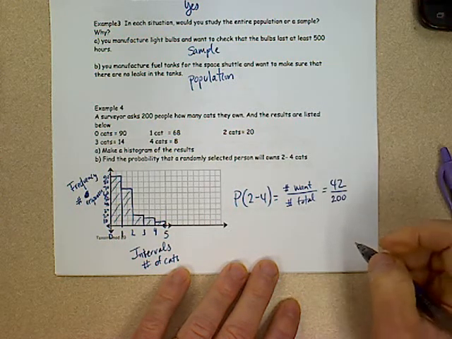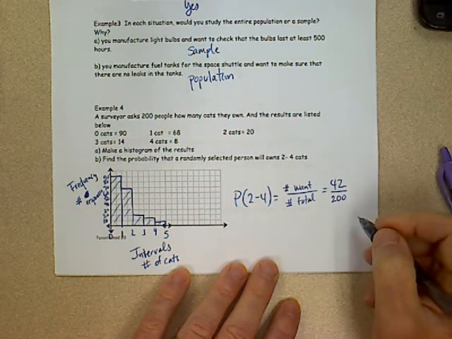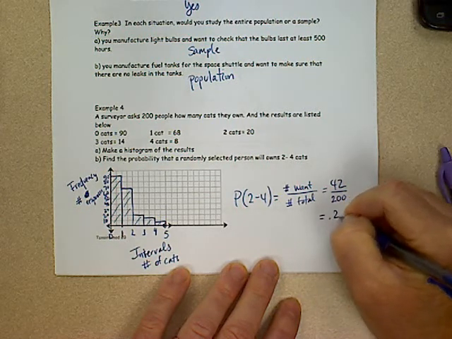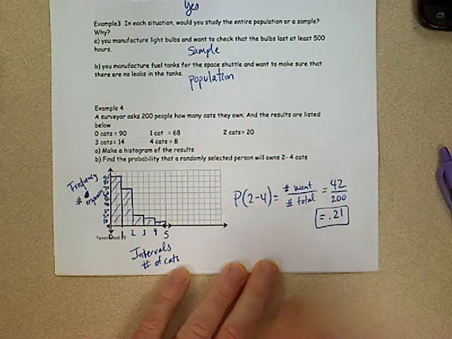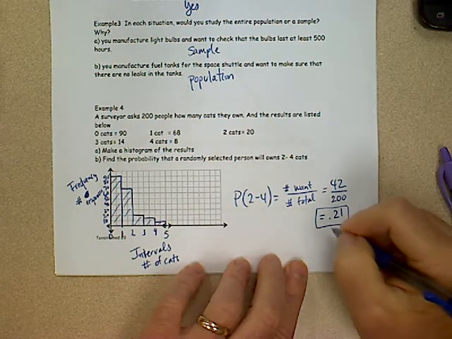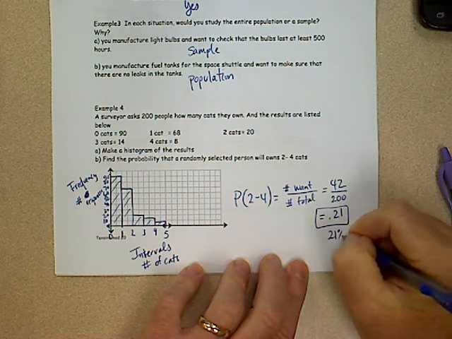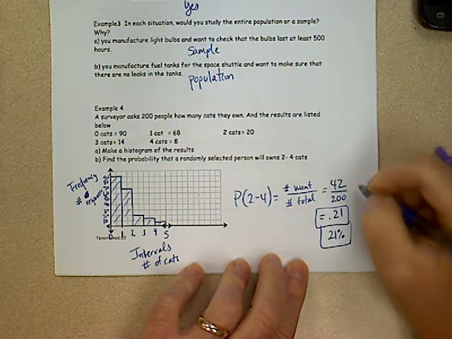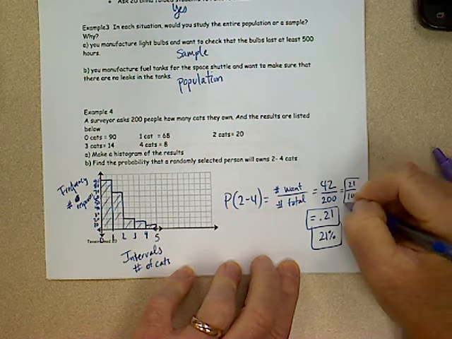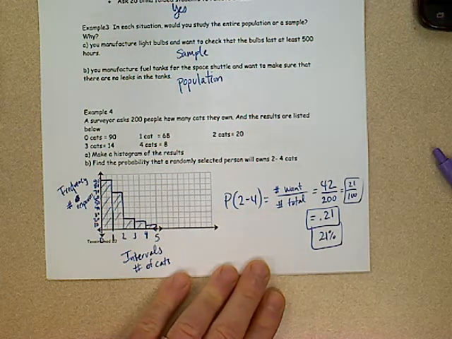So 42 out of 200, you can reduce that fraction if you want, or you can give me a decimal. A lot of times I do decimals for probability. 0.21 is going to be my decimal. If you want to change it to a percent, that's 21%. That works also. Again, you could reduce that fraction, have 21 over 100 as well. Any of those answers are fine when asked to find the probability.